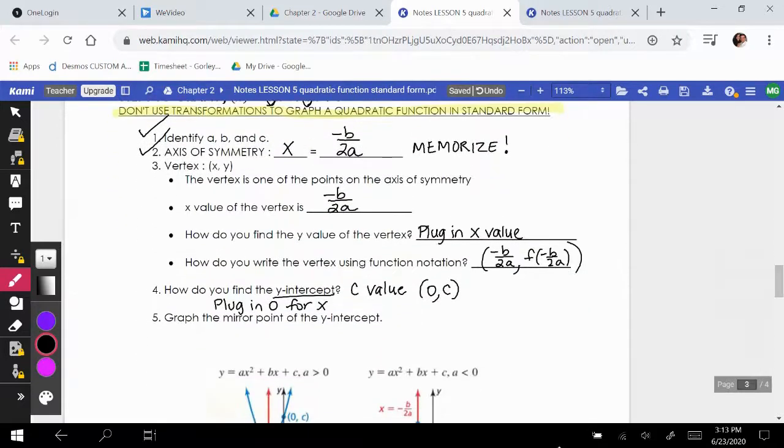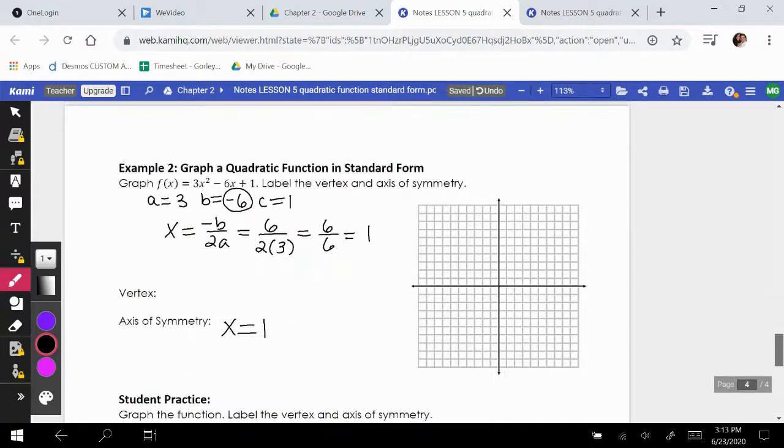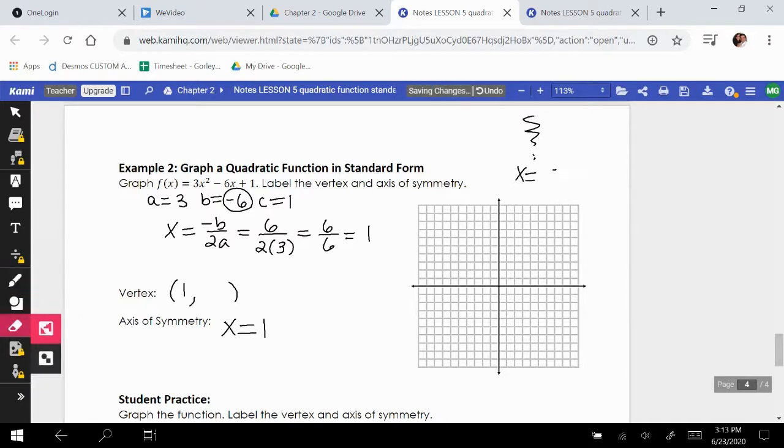All right. Then to find the vertex, it says the x value of the vertex is -b over 2a. Remember, the vertex is on the axis of symmetry. So I already know the x value of the vertex. How do I find the y value? Think about when we were solving systems of equations. We would get x equals 1, and then what would I have to do to get the y value? I'd have to plug that back in order to get the y output. All right, it's no different here.